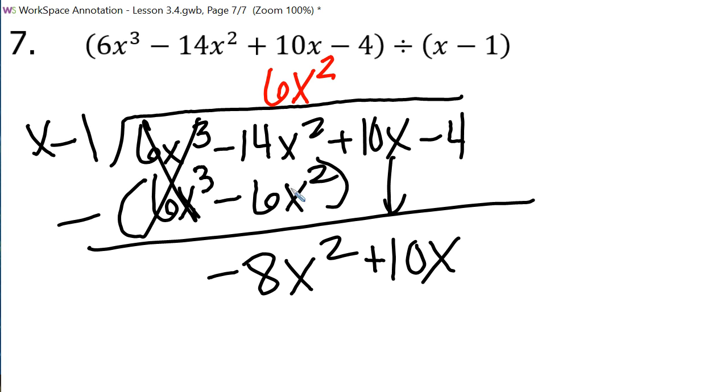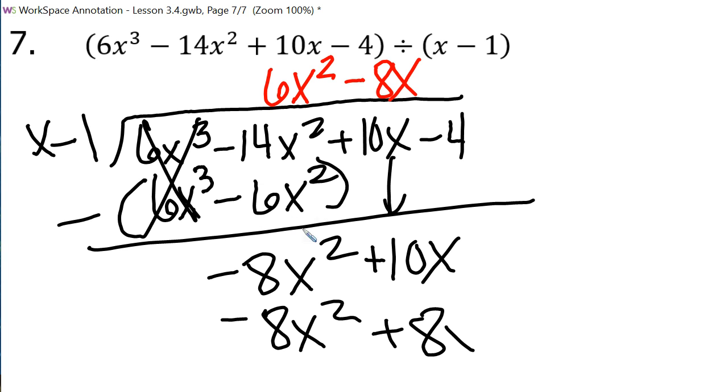Now again, look at your terms up front. So we have x, and we have negative 8x squared. So what do we multiply x by to get negative 8x squared? Negative 8x. Now we need to multiply. So it's negative 8x times x. Negative 8x squared. What's negative 8x times negative 1? 8. Yes, positive 8x. What do we do next?